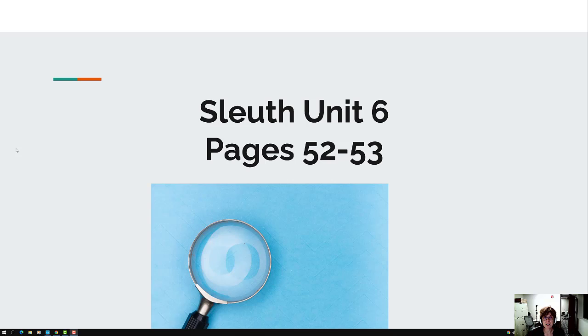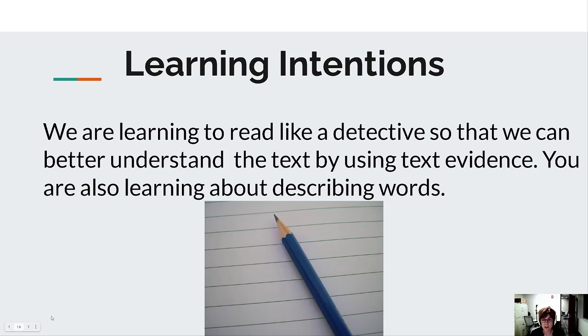Today we're going to continue on with Sleuth Unit 6, pages 52 and 53. And let's begin by reviewing our learning intentions for today. We are learning to read like a detective so that we can better understand the text by using text evidence. And you're also learning about describing words today.